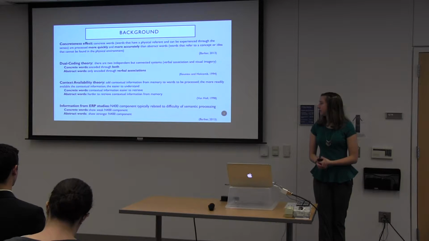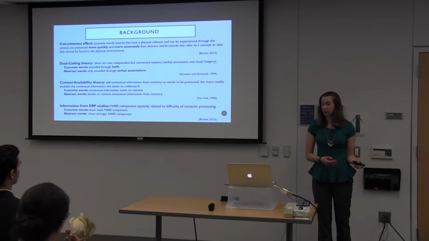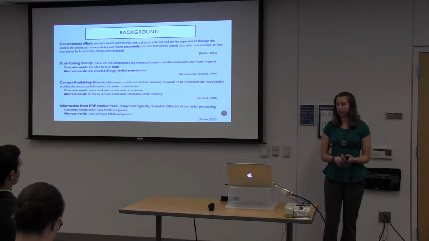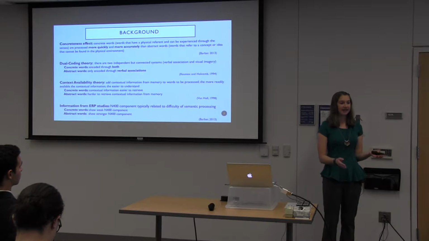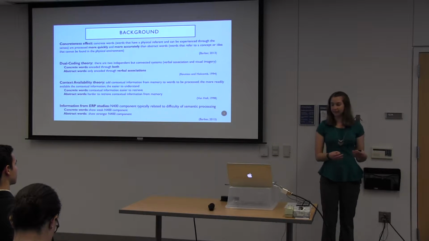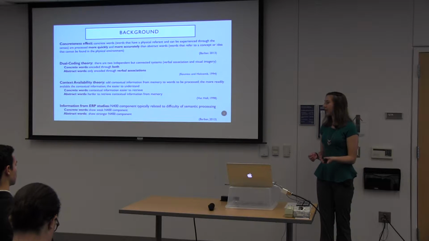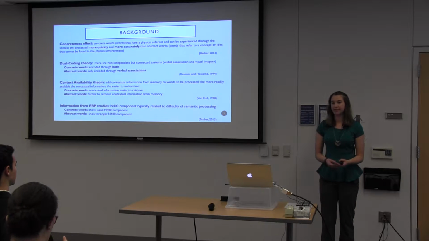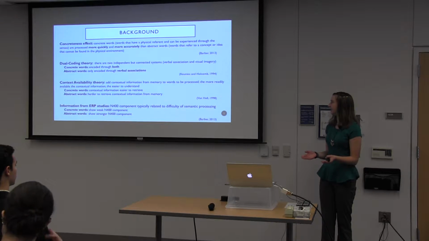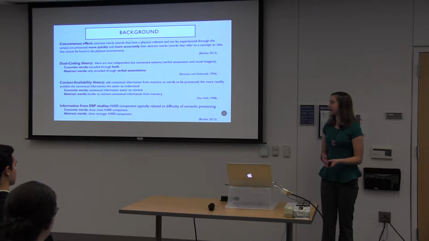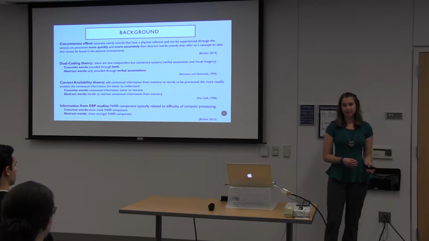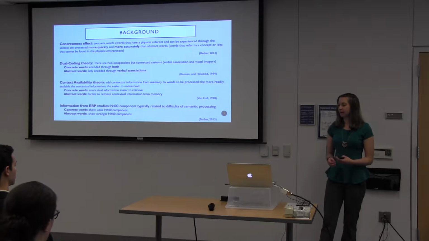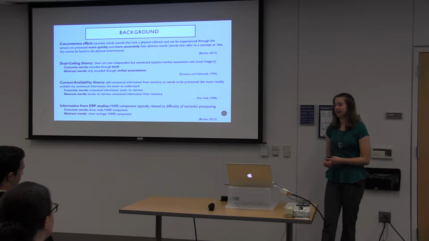And this has been described using two different theories, one of which is the dual coding theory, which says that there are two independent but connected ways that words can be described. So this is through visual imagery and also through verbal associations. So concrete words can be understood through both of these systems, whereas abstract words are only encoded through verbal associations, which can describe why it takes longer for abstract words and why they can be less accurate.